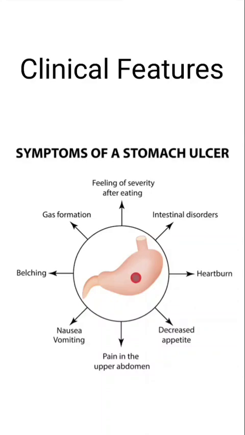Another common feature which is associated is heartburn, which is due to regurgitation of acid into the esophagus, known as gastroesophageal reflux disease or GERD. Nausea, vomiting may also be present. Hematemesis may be present in case of bleeding ulcers. Belching, excessive gas formation, these are also features associated with stomach ulcer. And last but not the least, anorexia and loss of weight are always present.